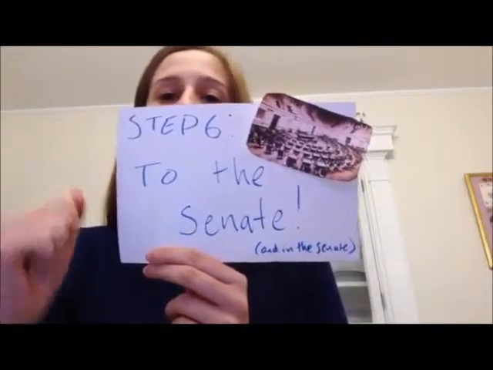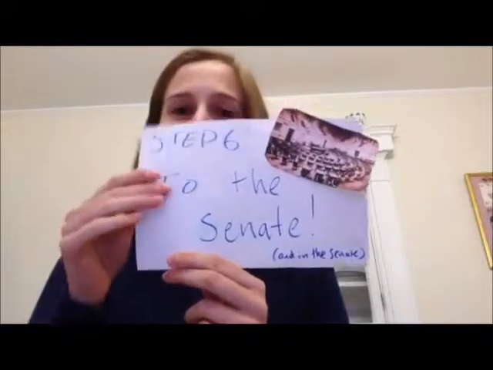Step 6. To the Senate and in the Senate. The bill undergoes the same process in a committee in the Senate before reaching the Senate floor. They consider each amendment separately, then vote by voice. If the bill is passed, it is sent back to the House.